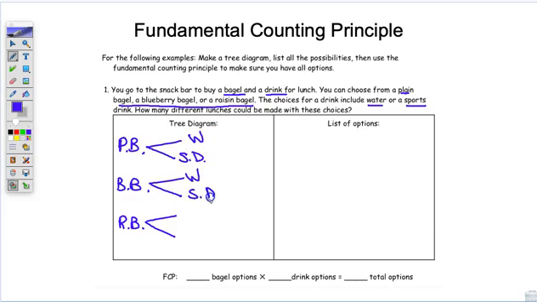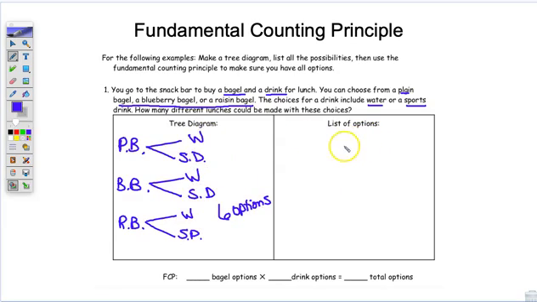So after listing all of those, you can simply count up the results at the end of the branches to get our total possibility. So if I take a look at that, we have 1, 2, 3, 4, 5, 6. So there are 6 options for lunch.